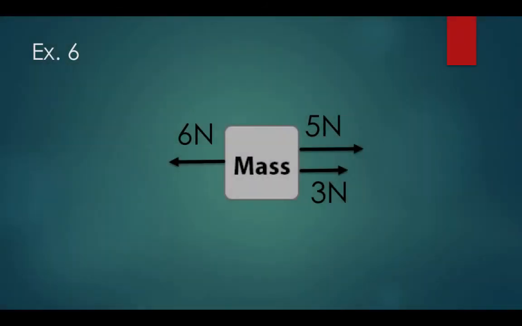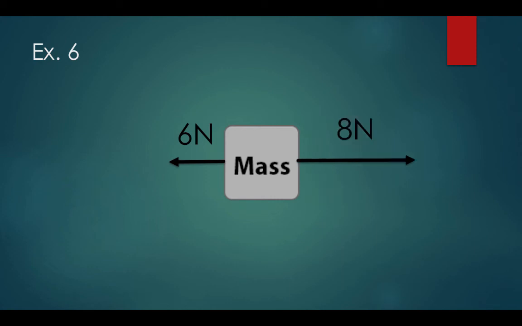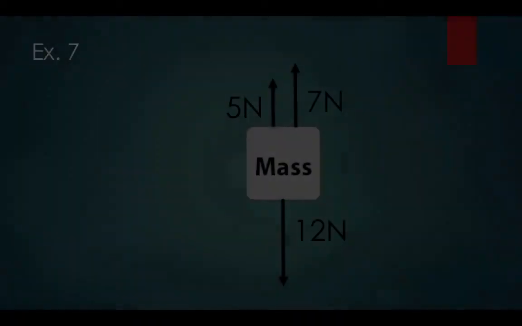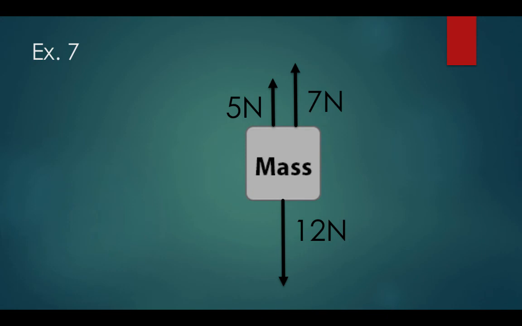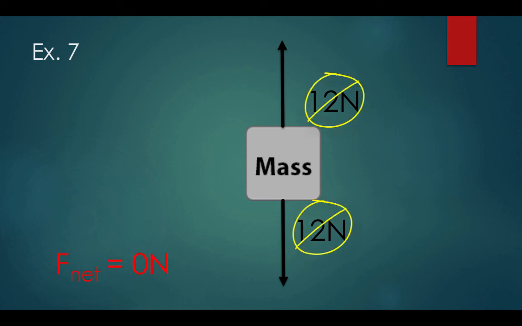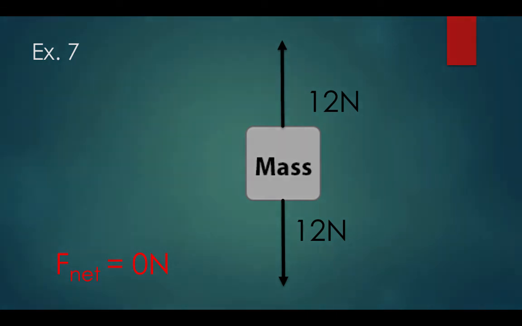This object has 3 forces acting on it, 2 pulling to the right. This makes an 8 Newton force acting to the right and a 6 Newton force acting to the left. The net force is 2 newtons to the right, and it will accelerate to the right. This one is similar to the last, where there are 3 forces acting on it. 2 are acting in the same direction up, which makes 12 newtons of force upwards. This is countered by the 12 newtons downward, so the net force is 0. This object will have zero acceleration. It will stay still or keep moving at a uniform speed in one direction.